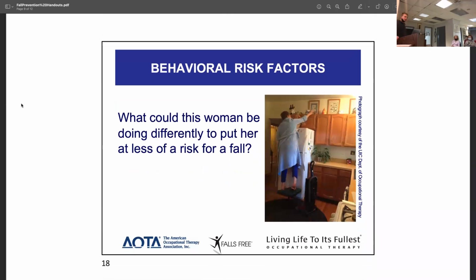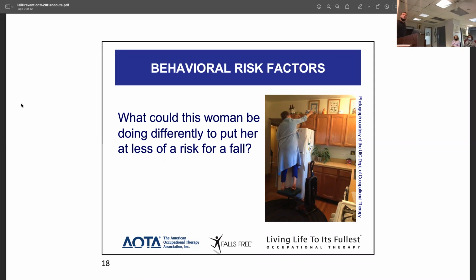So take a look at this picture. What could this woman be doing differently to put her at less of a risk for a fall? Her shoes, yeah. It looks like she's wearing a flip-flop, right? That's extremely unsafe. What else could be a risk for her falling here? What is she standing on? She's standing on a very unstable looking stool. Well, that's not a good idea. Also, someone should be there if going on a ladder or climbing or anything like that. Yeah, maybe someone standing there to support her. Yep. Anything else? I have a few too that I could bring up.